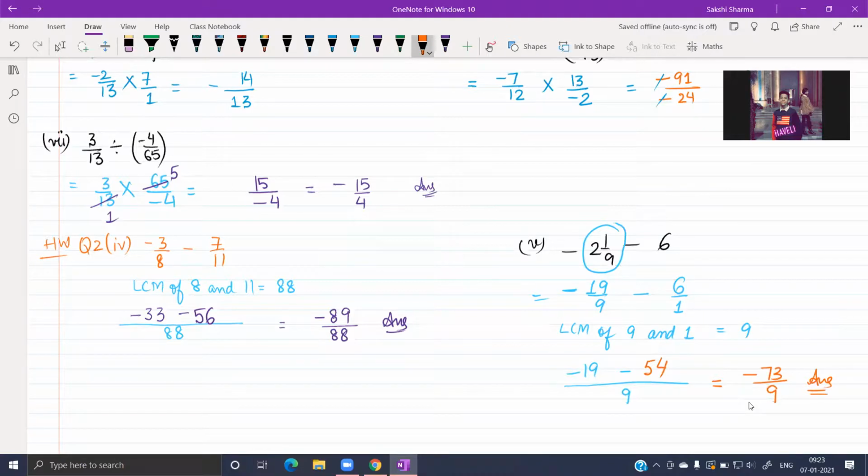So the students who had done the question can match their answers, and the ones who hadn't done it can note it down and complete their work.